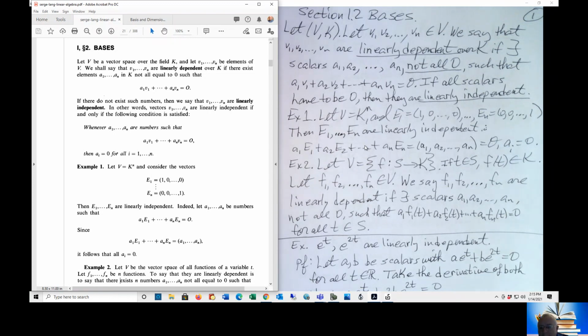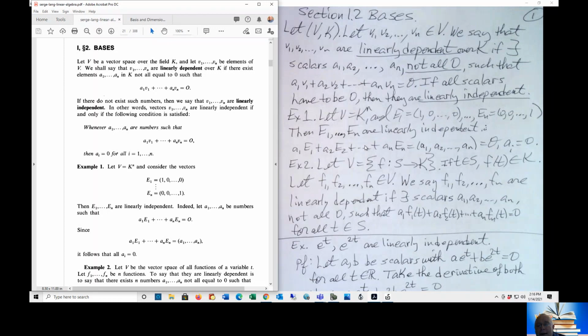All right? So once again, when you have a set of vectors v1 through vn, they're linearly dependent if there exists a set of scalars that are not all 0, where the linear combination equals the 0 vector, and they're independent when all of the scalars have to be 0.